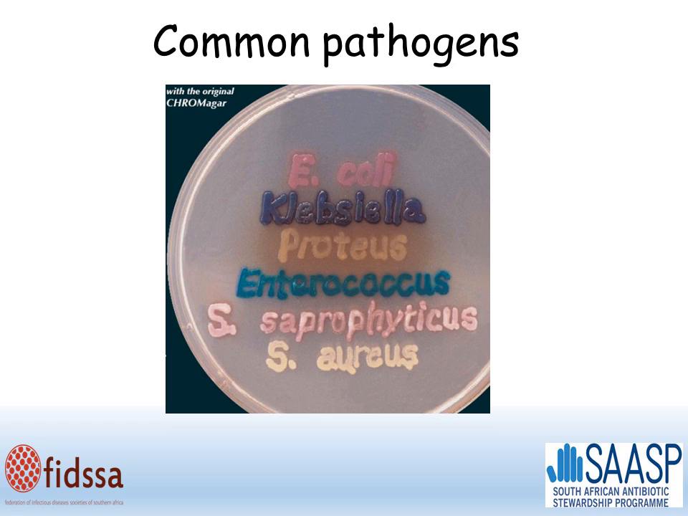This picture nicely shows the different pathogens that cause UTI. This is a chromogenic agar which changes colour to indicate which organism is present. E. coli is the commonest cause, followed by Klebsiella, and the others as listed.